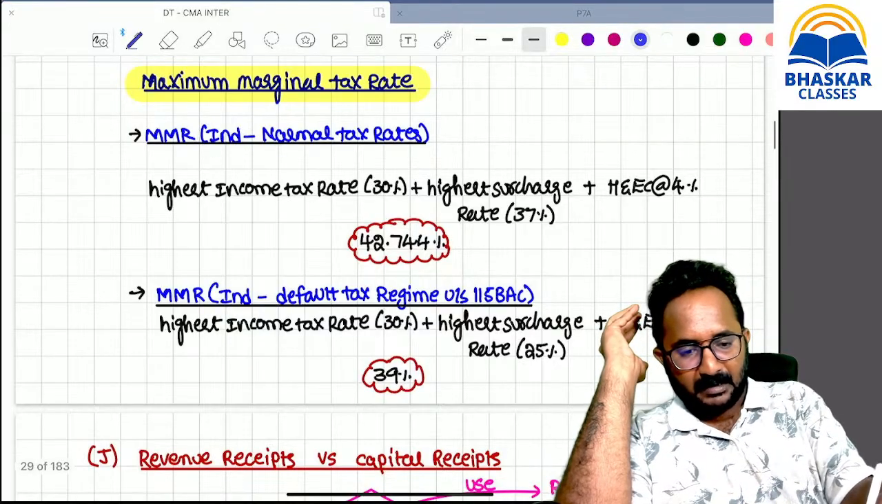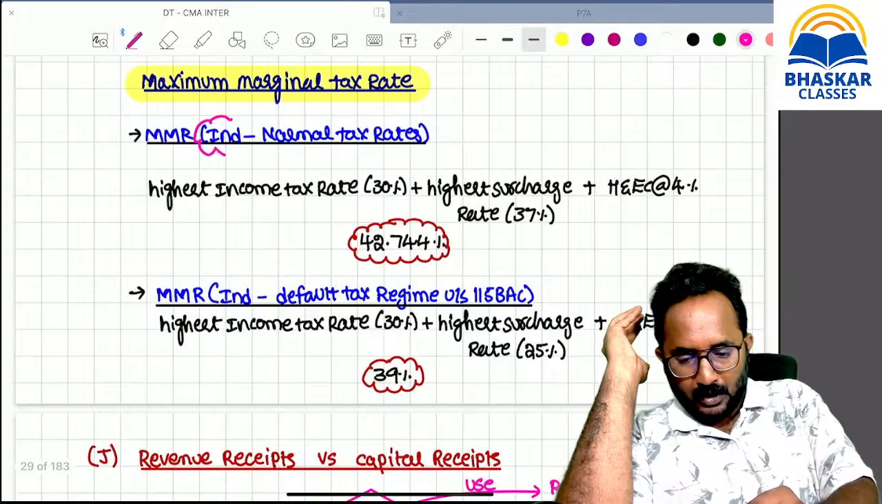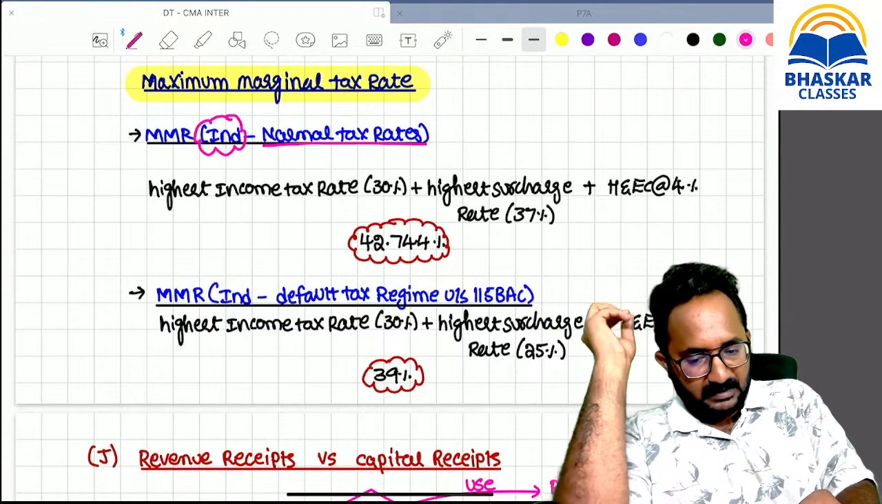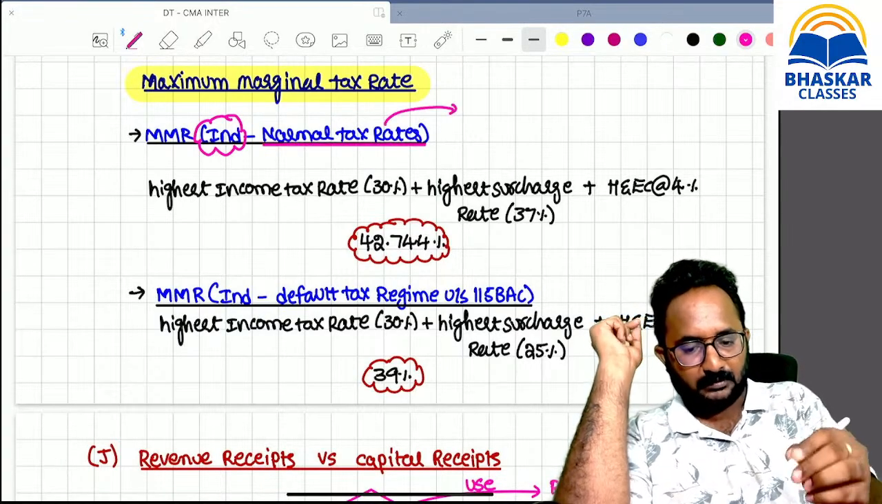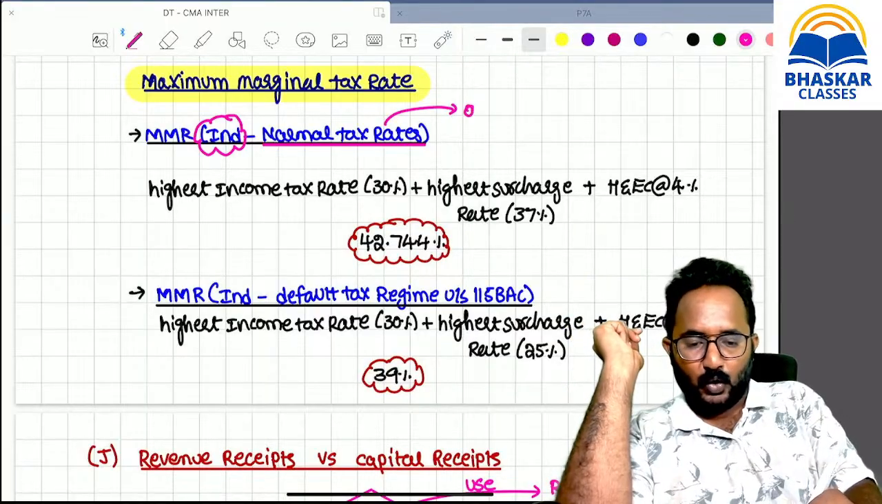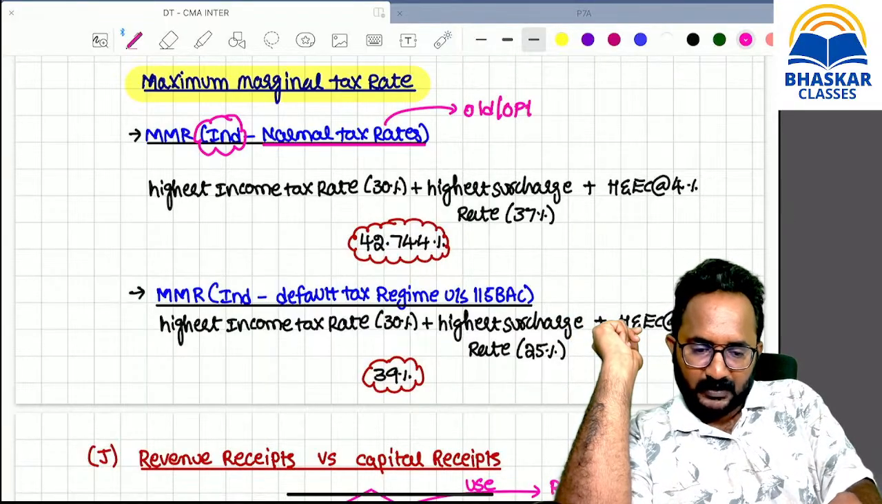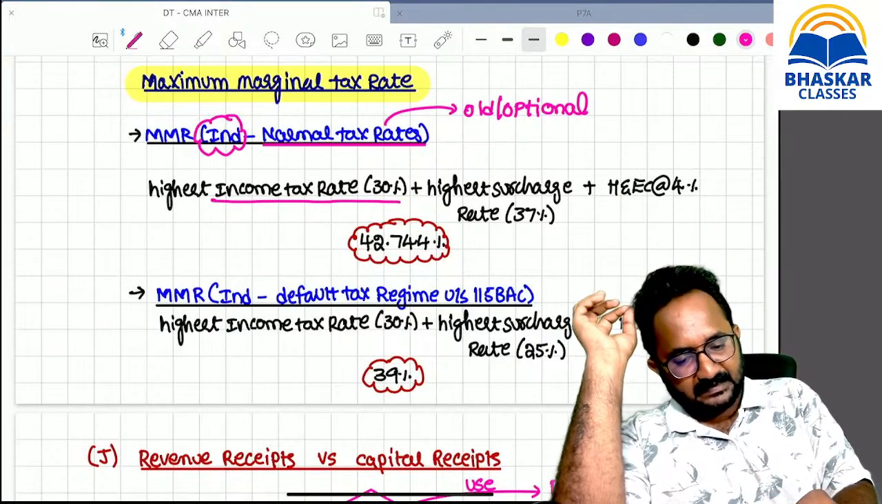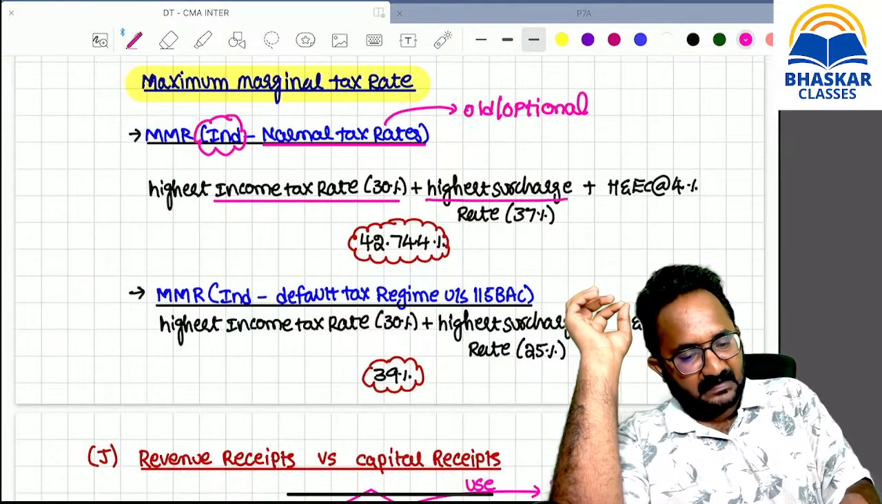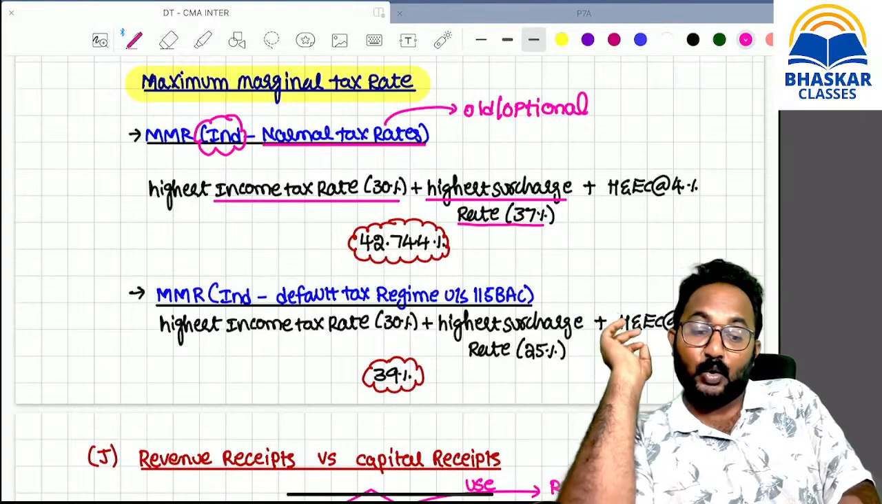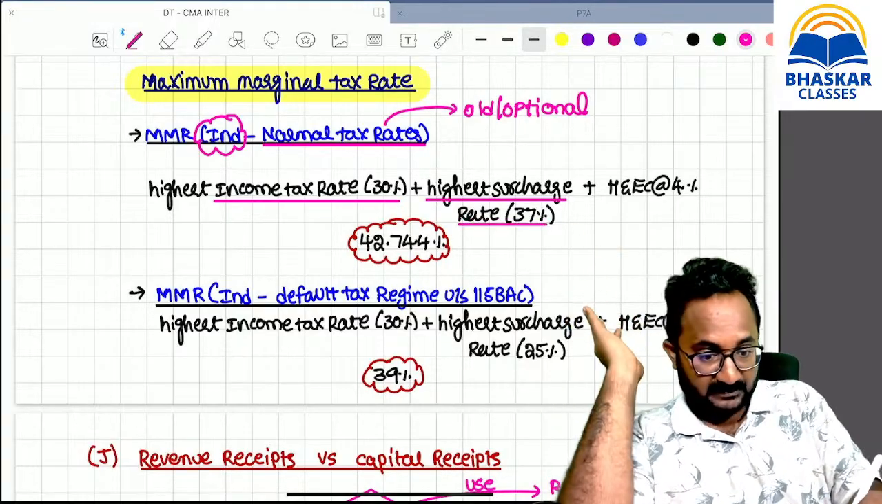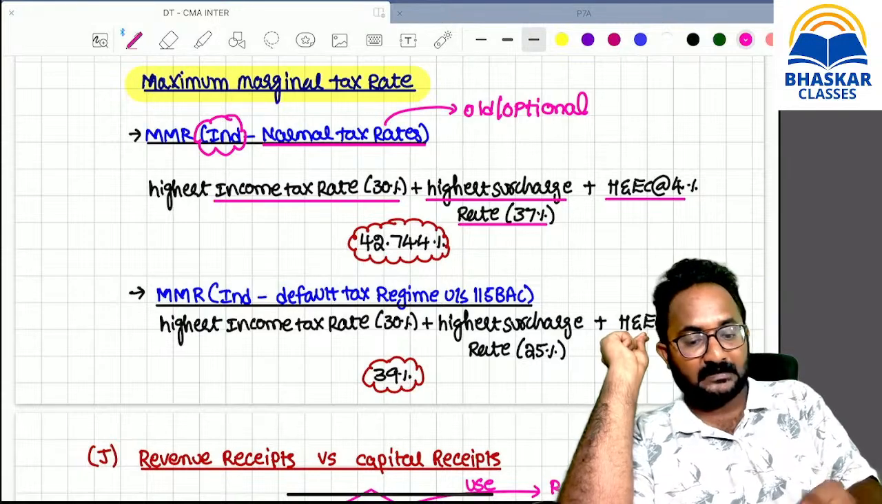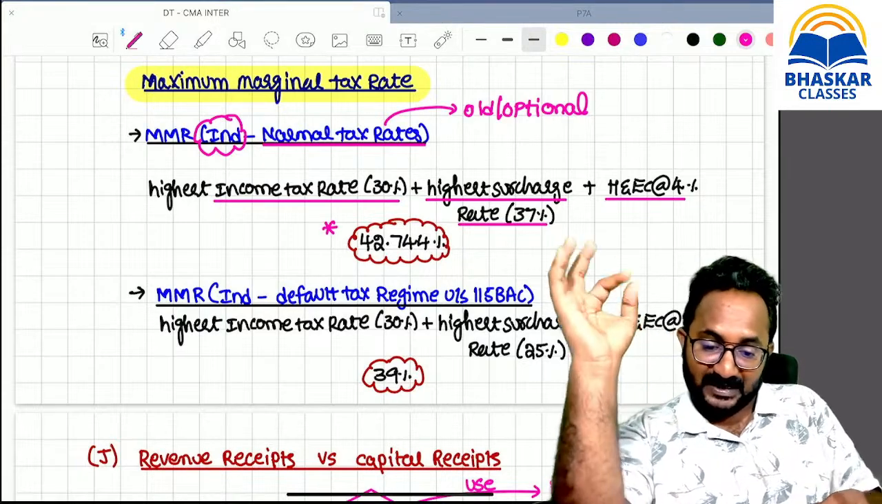What is the maximum marginal tax rate for an individual who is following the normal tax rate? Can you tell me other names for the normal tax rate for an individual? Old or optional tax rates also. Highest income tax rate 30%, highest surcharge rate, more than 5 crores is 37%, health and education cess 4%, effectively 42.744.